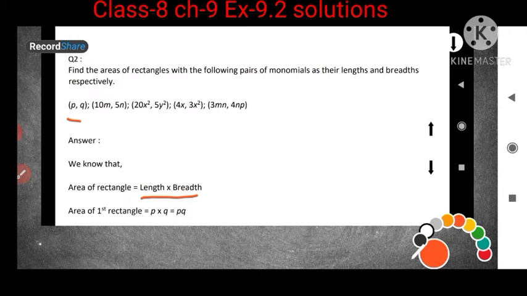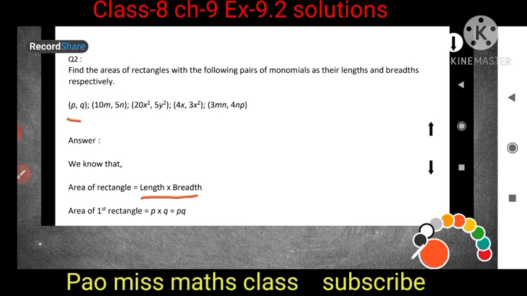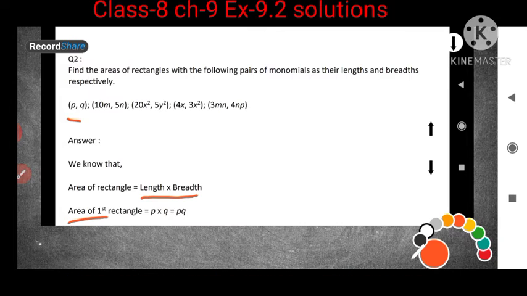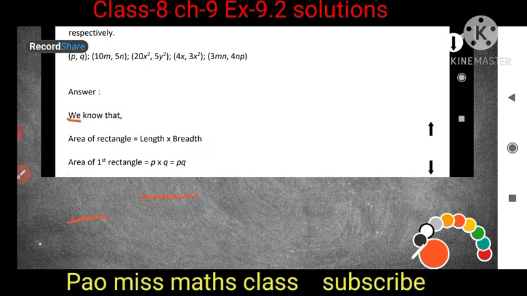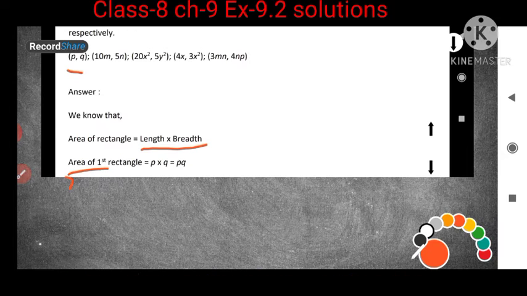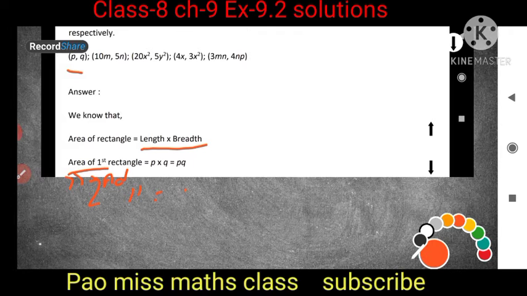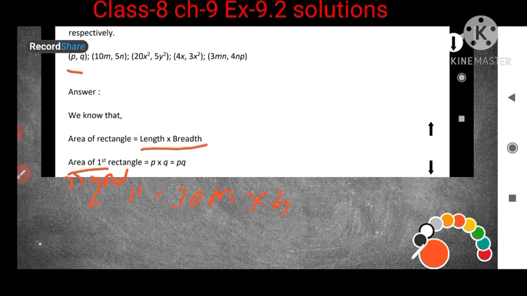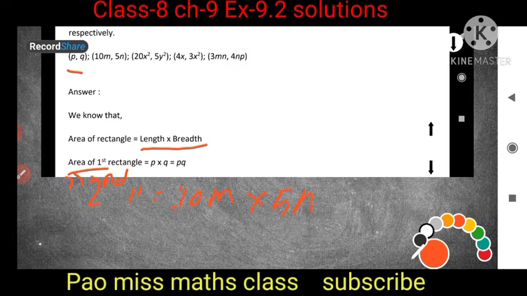So the first one is given, p comma q. That means p is the length and q is the breadth. So the area of the first rectangle will be p into q, which is p q itself. For the second, you will write the area of the second rectangle. What is given here? 10m multiplied with 5n, because 10m will be the length and 5n will be the breadth.